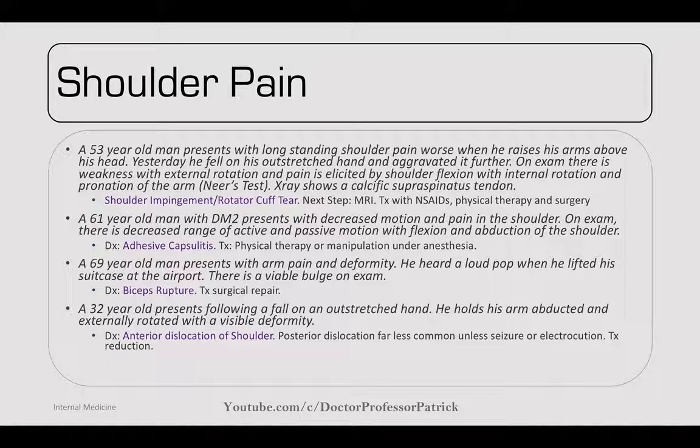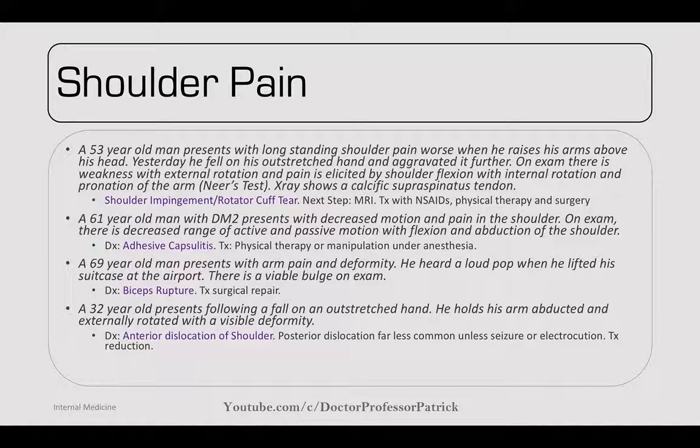Next, we've got a 61-year-old man with diabetes who presents with decreased motion and pain in the shoulder. On exam, there's decreased range of active and passive motion with flexion and abduction of the shoulder. This is adhesive capsulitis. You can treat this with physical therapy or manipulation under anesthesia. Next, we've got a case of a 69-year-old man who presents with arm pain and a deformity. He heard a loud pop when he lifted his suitcase at the airport, and there's a visible bulge on exam.